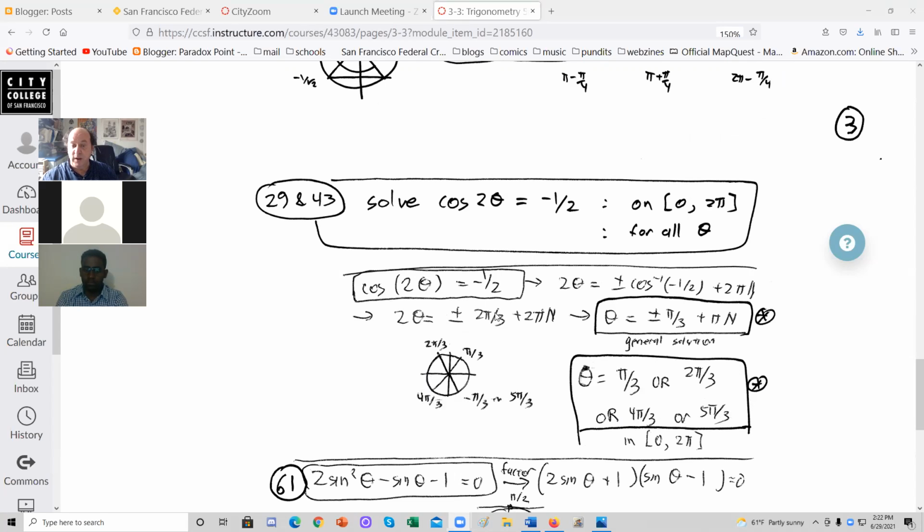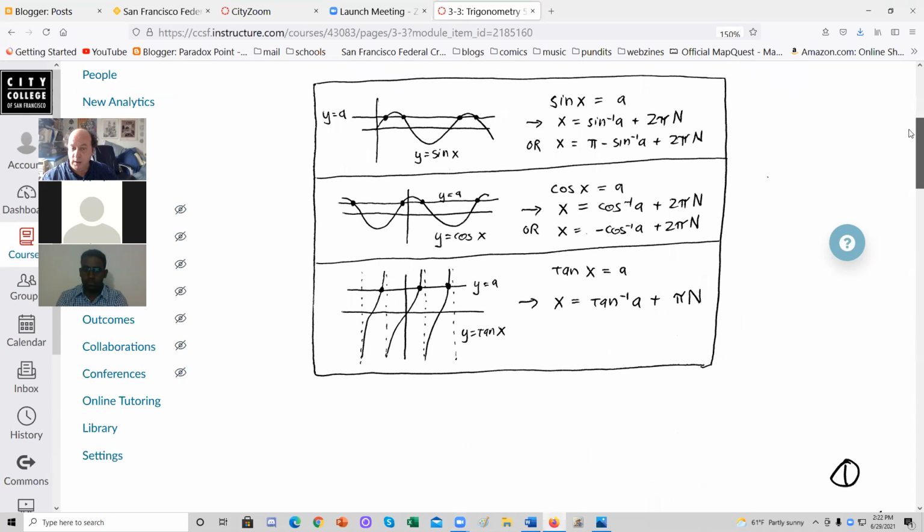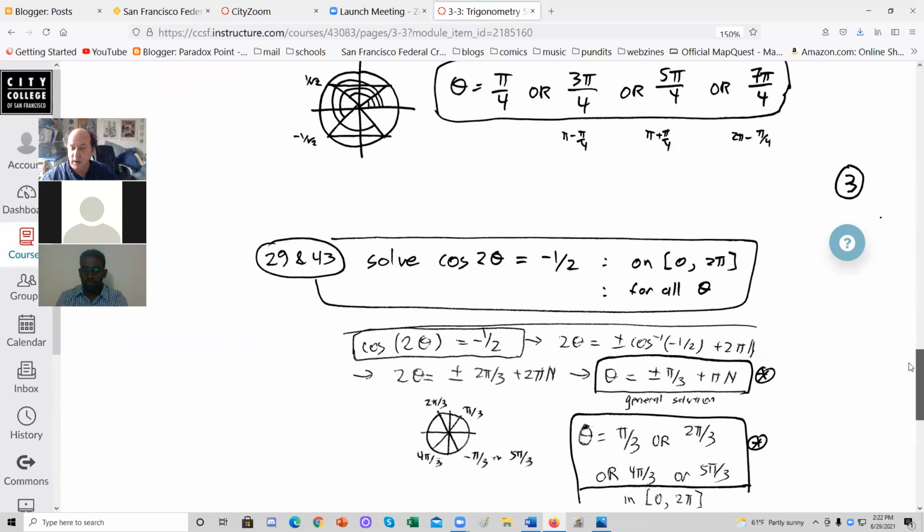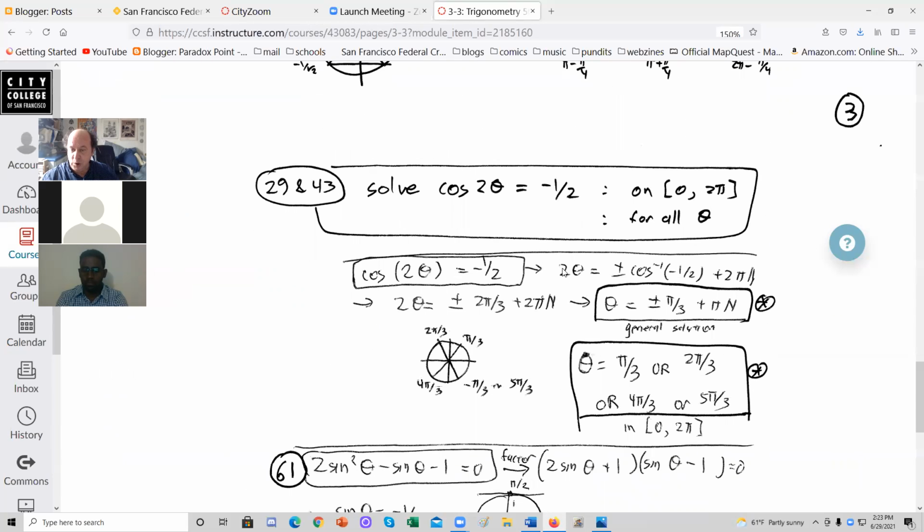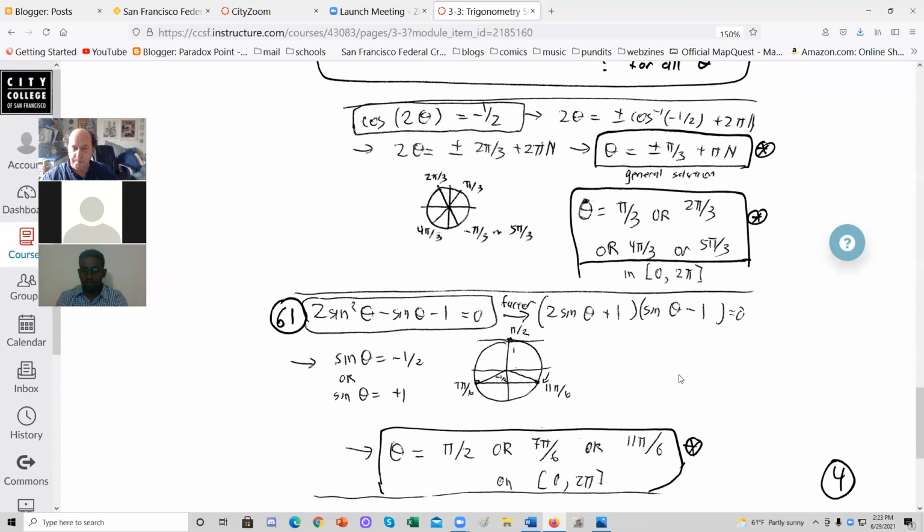So in this case, you want to find the general solution, which you may recall involves something like this, plus or minus arc cosine A plus 2 pi n. But because it was talking about 2 theta, we have to divide by 2 and get this general solution here and these specific solutions here.